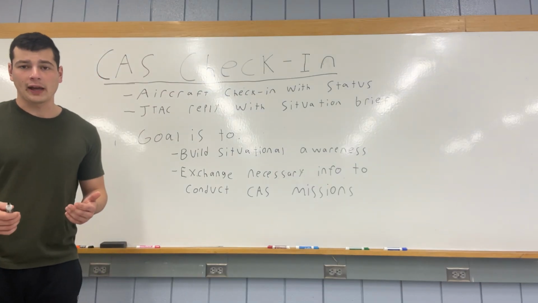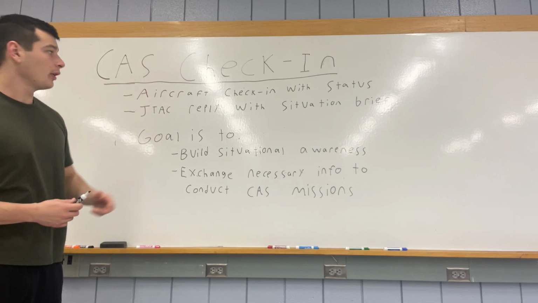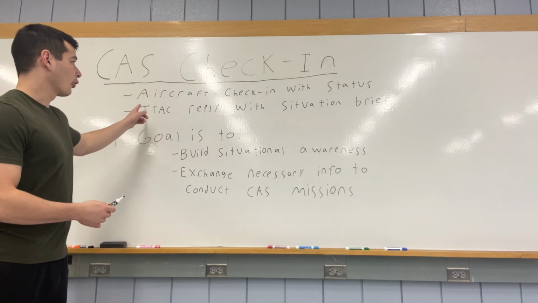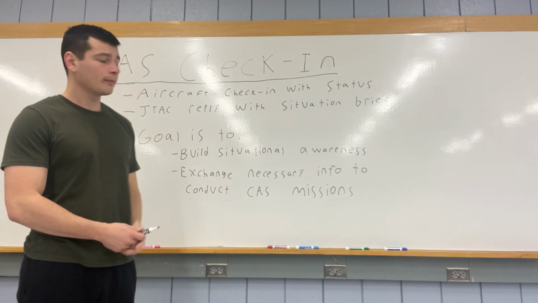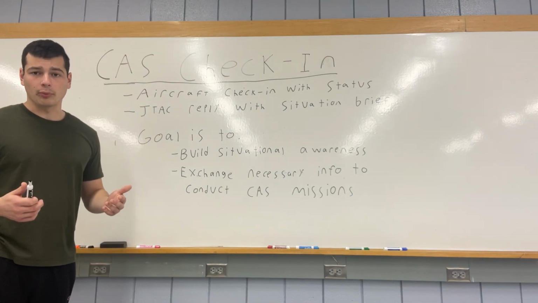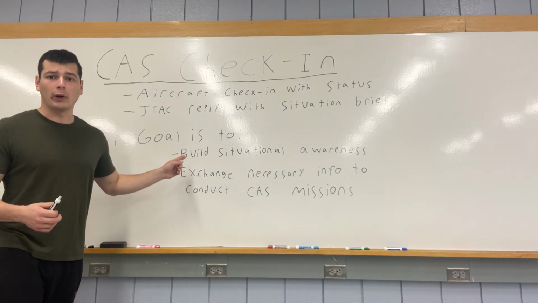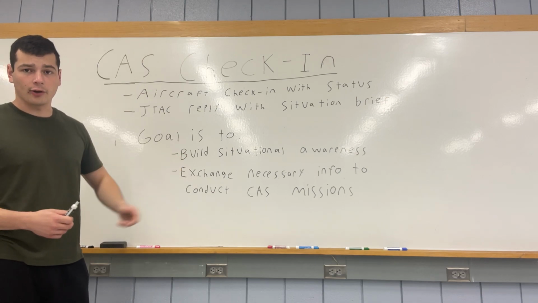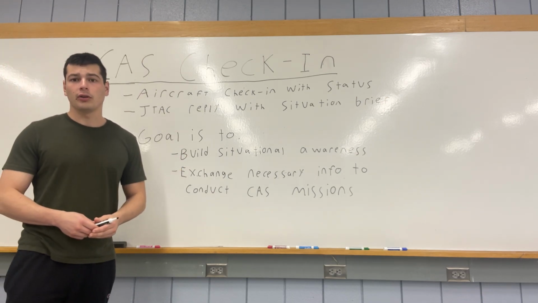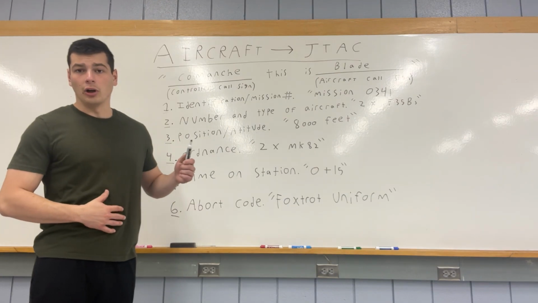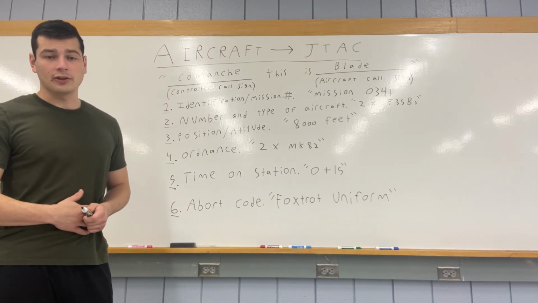So the first step in your CAS sequence is the CAS check-in brief. During this sequence, the aircraft checks in with their status and the JTAC replies with the situation brief. The goal of the check-in brief is to build situational awareness, both for the JTAC and for the aircraft, and to exchange necessary information in order to conduct the close air support missions. So this is what your CAS check-in looks like.